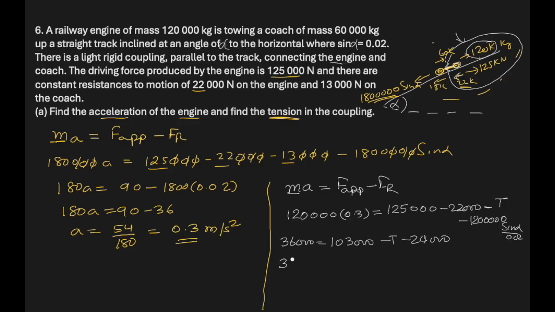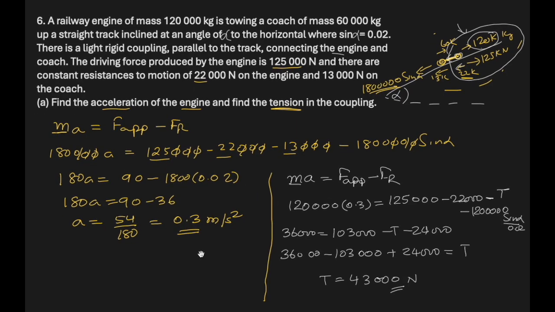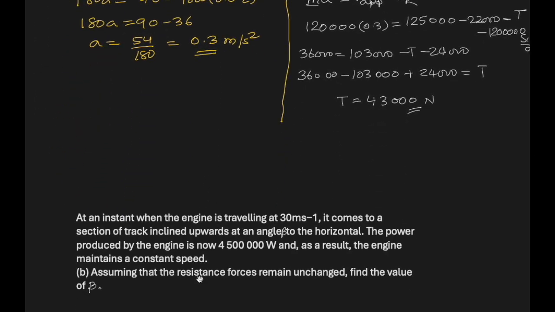Okay, so 36,000 minus 103,000 plus 24,000 is the tension, and it will be how much? 43,000 newtons. Yes. Okay, so that's the tension. What else? Find the acceleration of the engine. Done.